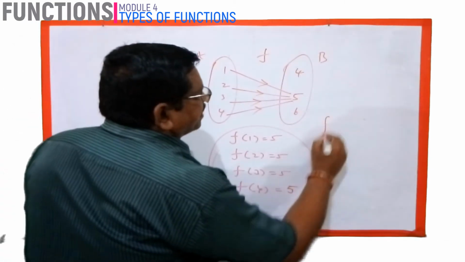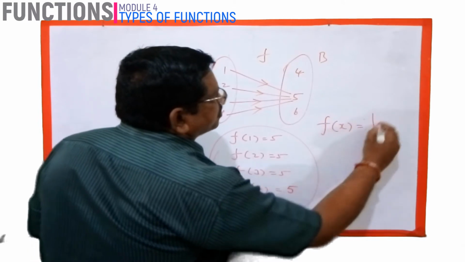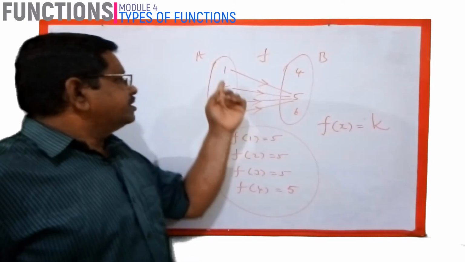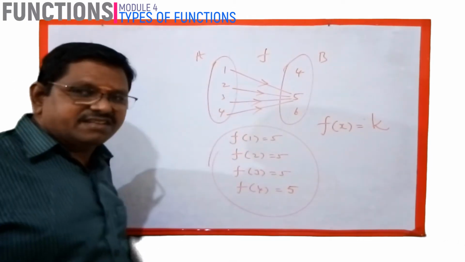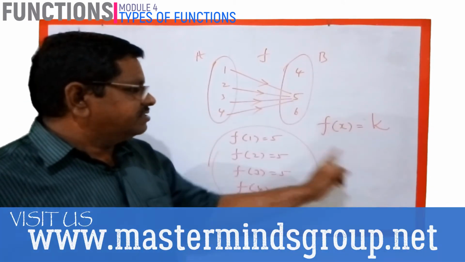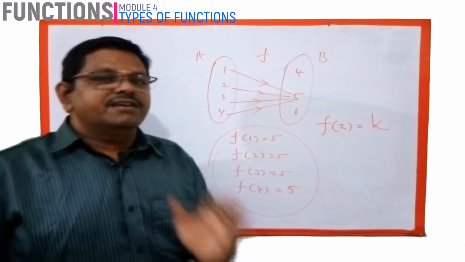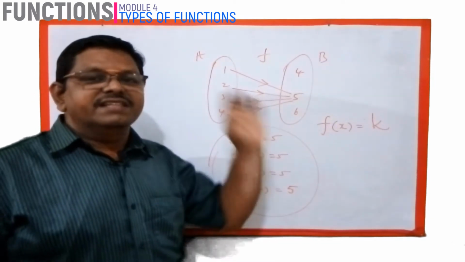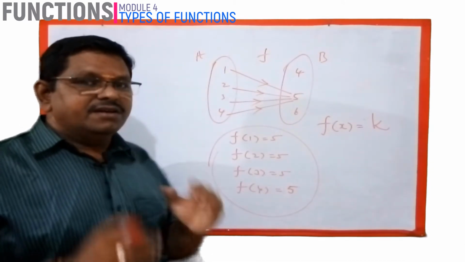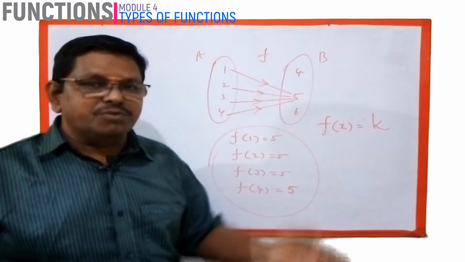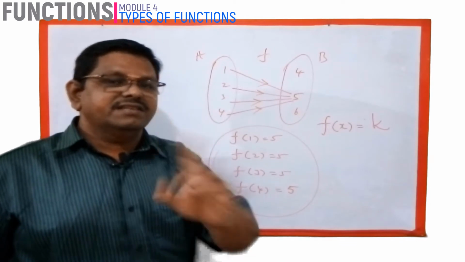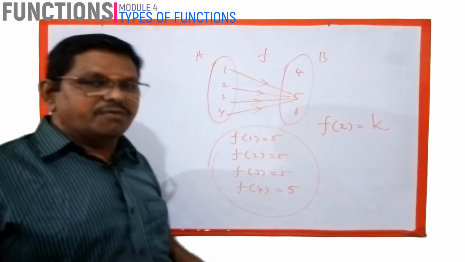So in general we will write this as f of x equal to some constant k. Whatever value you take for x, that means 1, 2, 3, 4, 5, etc., from the domain, you will have a single element as the image. So f of x equal to k. If such a structure is found in the function, then we call it a constant function. So I repeat: the constant function is a many to one function where the pre-images are having a single element as the image. Now we will discuss the next model.